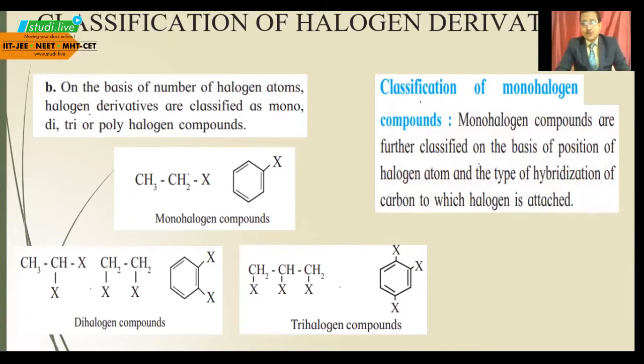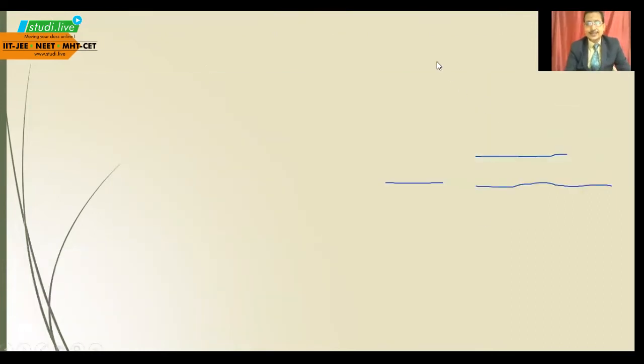Now how will you classify monohalogen compounds? So monohalogen compounds are further classified on the basis of the position of the halogen atom. So what is that classification? The classification is on the basis of the position of halogen atoms and the type of hybridization. So depending upon the position of halogen atoms and depending upon the type of hybridization, monohalogen derivatives are further subclassified. So let's go into the details. Are we ready? Yes, let's start.